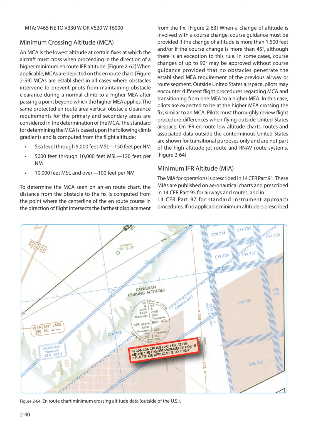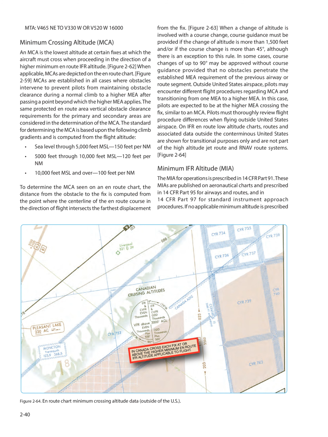The same protected en route area vertical obstacle clearance requirements for the primary and secondary areas are considered in the determination of the MCA. The standard for determining the MCA is based upon the following climb gradients and is computed from the flight altitude: sea level through 5,000 feet MSL, 150 feet per nautical mile; 5,000 feet through 10,000 feet MSL, 120 feet per nautical mile; 10,000 feet MSL and over, 100 feet per nautical mile.